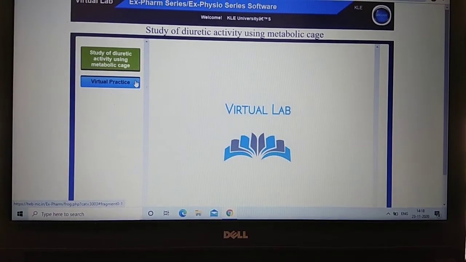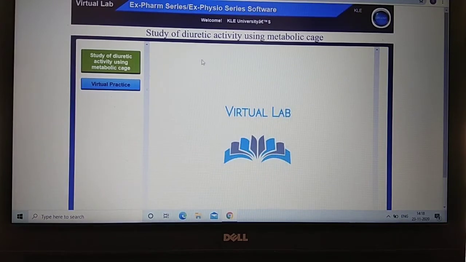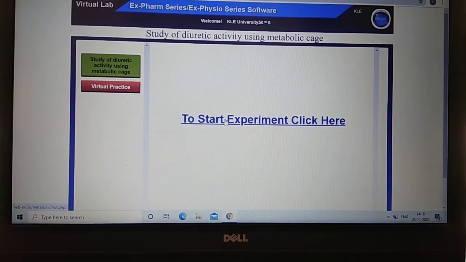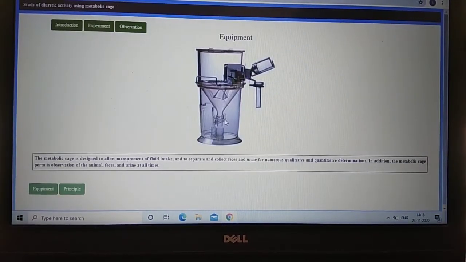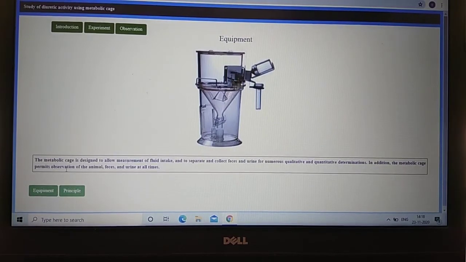Hello friends, today we are going to perform the study of diuretic activity using a metabolic cage. For this particular activity, we need one equipment, that is the metabolic cage. The description is given below.